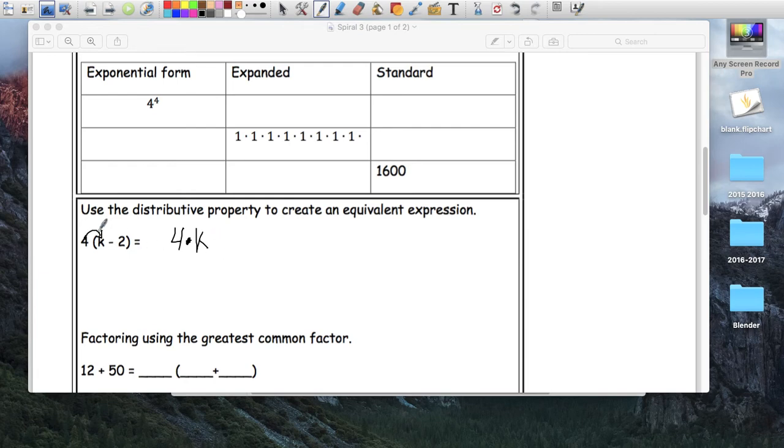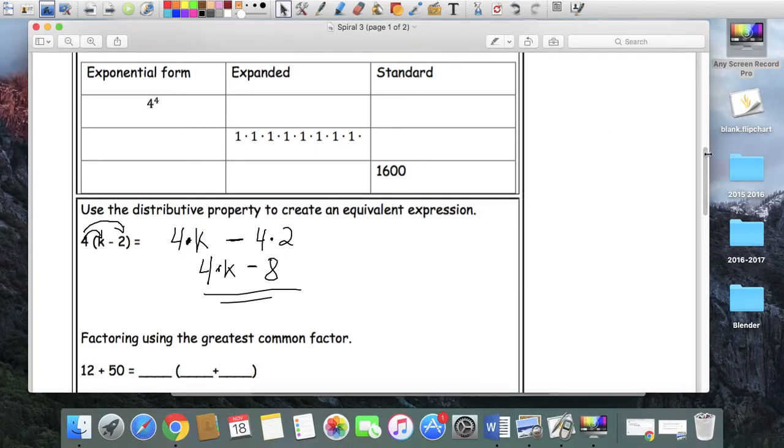That's my first. And then I'm going to do 4 times 2, and then let's subtract that. Right, so it's 4 times k minus 4 times 2. Or if you want to simplify that, 4 times k stays as 4k, minus 4 times 2 is 8. So there's your expression.